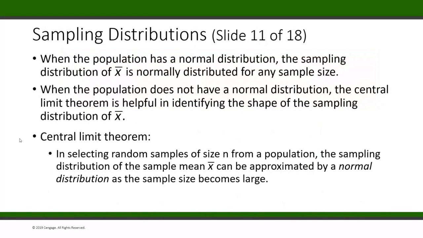The central limit theorem states that in selecting random samples of size n from a population, the sampling distribution of the sample mean X bar can be approximated by a normal distribution as the sample size becomes large. What this theorem is talking about is that we took samples and took their average, or found a point estimator. We took one sample, then a second one, then a third one.